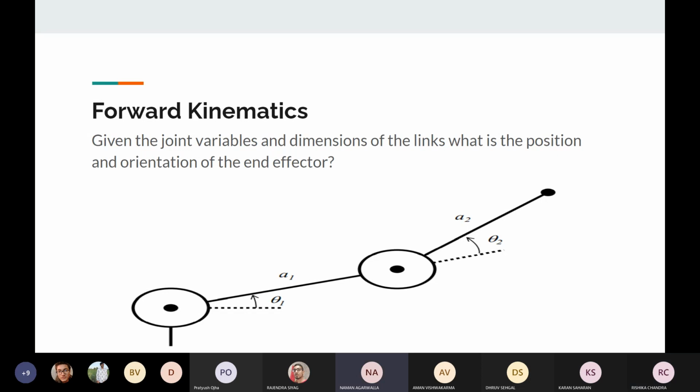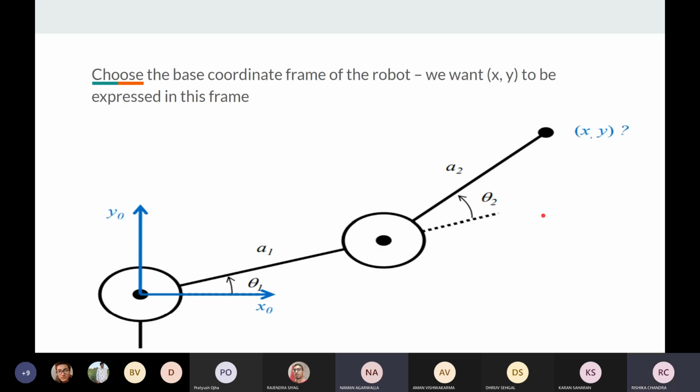As I mentioned earlier, forward kinematics is going from joint variables to the coordinates of the end effector. Here I have a simple question for you all. It is just the simple transformation of axes that we studied in high school. I'll give you 2 minutes to solve it. You need to find x and y in terms of a1, a2, theta1, and theta2. Please come up with answers.